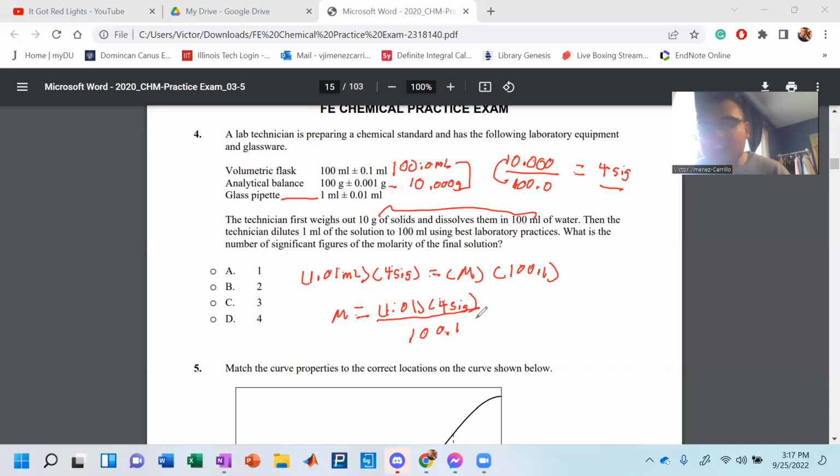Now, we also have 100.1. Now, let's do the same rules. This is multiplying and dividing. So what's the least amount of significant figures? Well, in this case, it's 3. So your final answer is going to have 3.